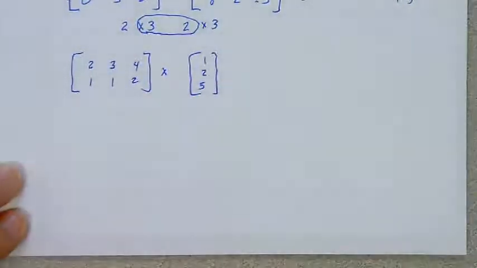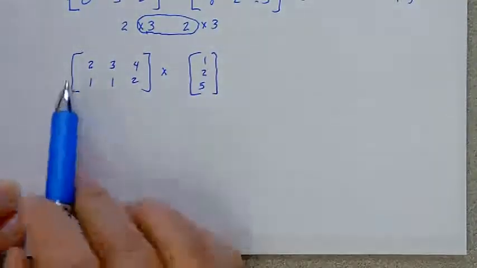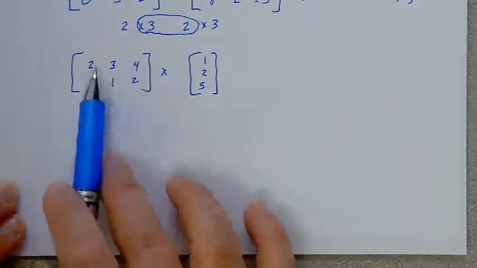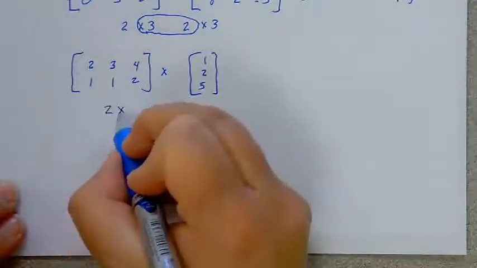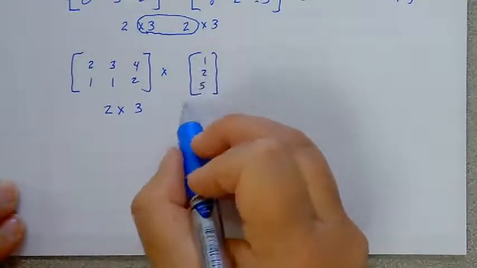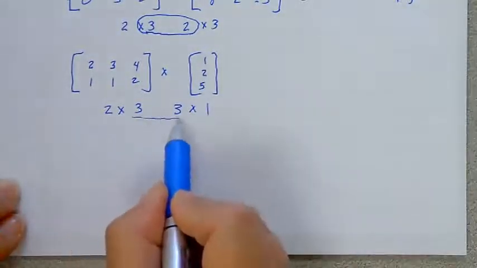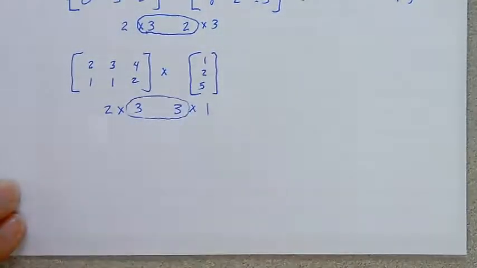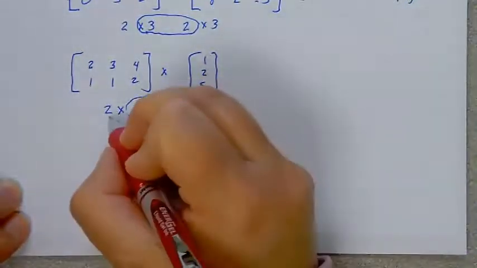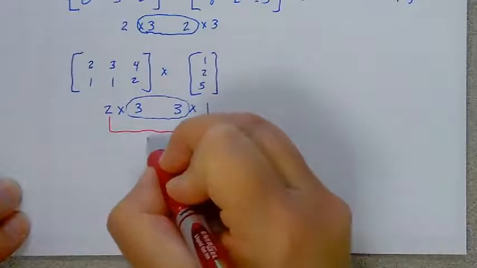So if I was adding, I couldn't put these together because they're not the same. But I'm multiplying, so I'm going to check it and see. This is a 2 by 3, and I'm multiplying it times a 3 by 1. So I'm going to start by looking to see if this number is the same. And it is. So that means that my answer is going to be whatever these are. So my answer is going to be a 2 by 1.